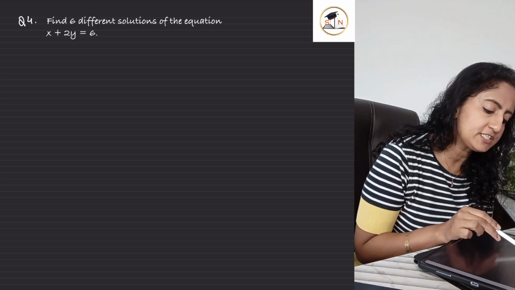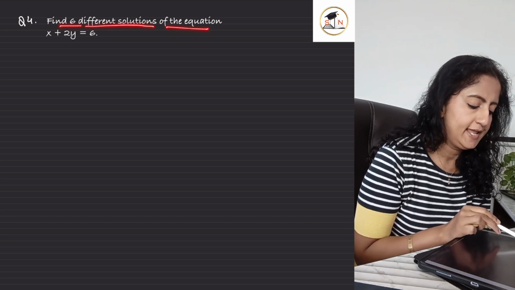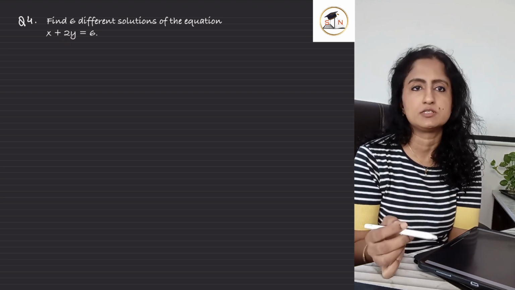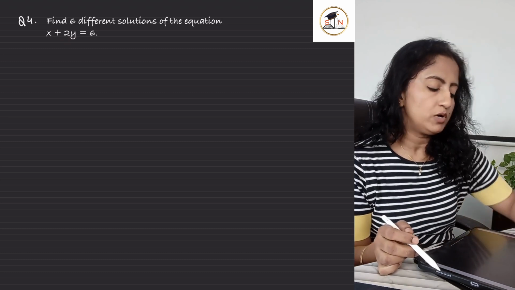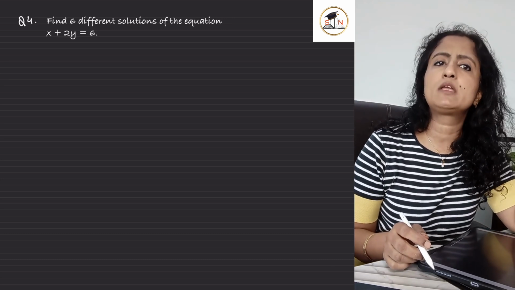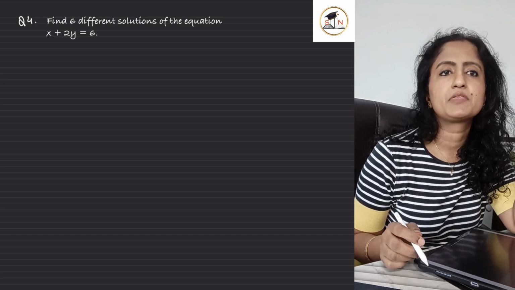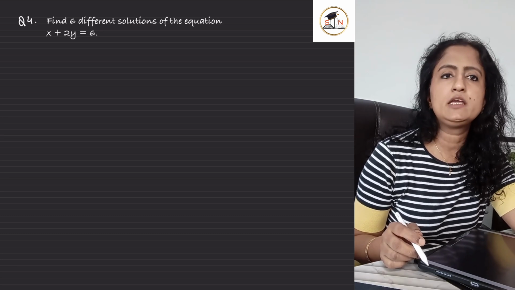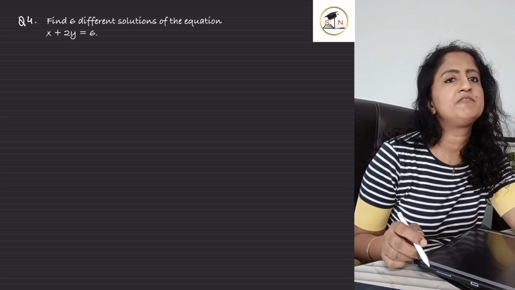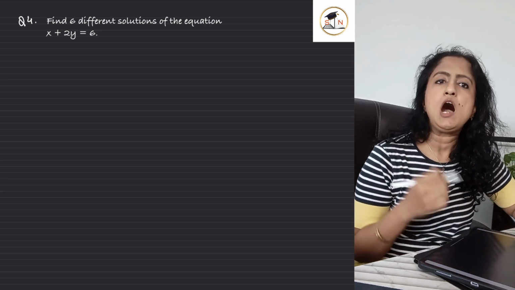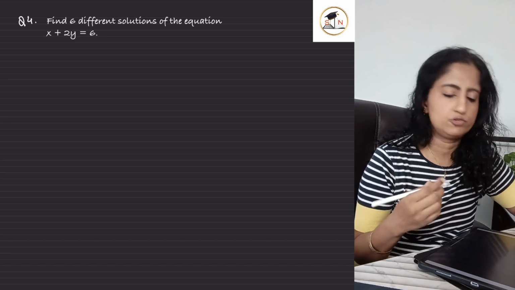Find 6 different solutions of the equation x plus 2y equals 6. 6 different solutions. Okay. So now what they are saying, can a linear equation in two variables have so many solutions? Yes, it can have infinite solutions. One linear equation in two variables can have infinite solutions, right?